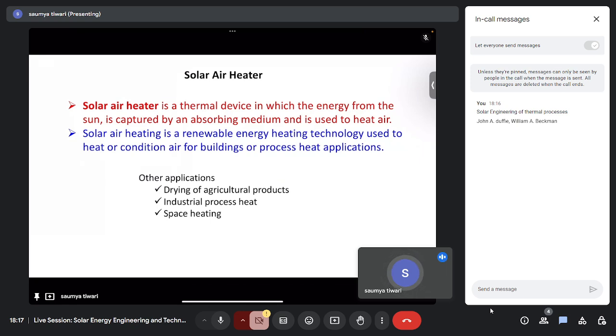Solar air heaters are another application of solar thermal devices where solar energy is utilized to heat the air, and then this heated air at a certain temperature is utilized for several applications. Air is the heat transfer medium here, which directly absorbs the incoming solar radiation. Applications include drying of agricultural products, industrial process heat, and space heating.